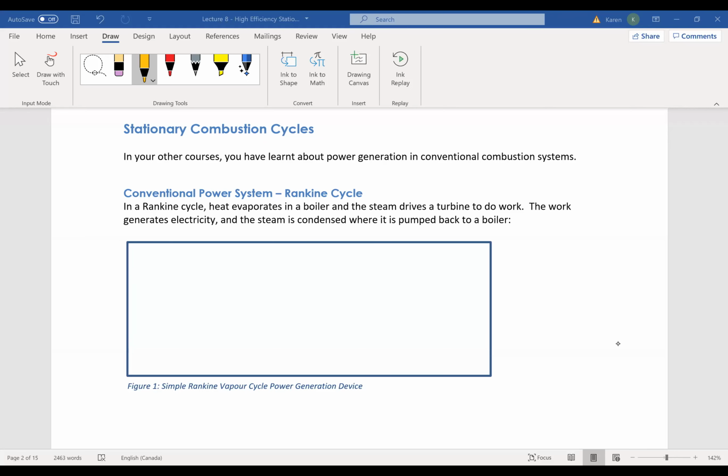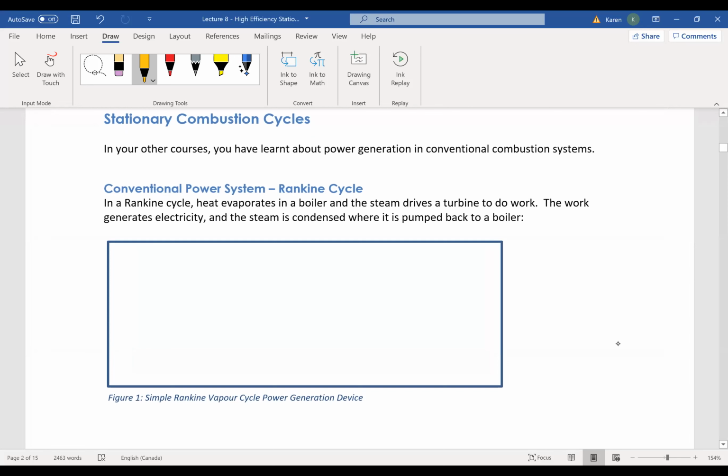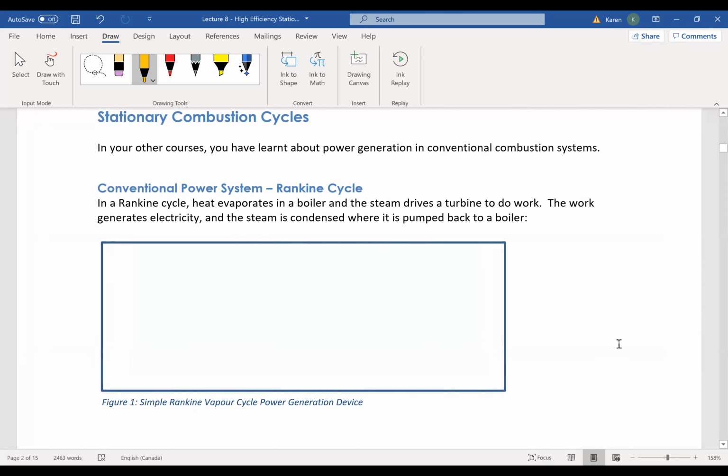Let's refresh our memory on some conventional power systems. And from there, we can combine those conventional power systems to make what we know as a more efficient power system. This will give us a good background to develop upon so that we can really understand the components and the processes in a combined heat and power system, which is also a high efficiency stationary power generation system. So let's remember a Rankine cycle.